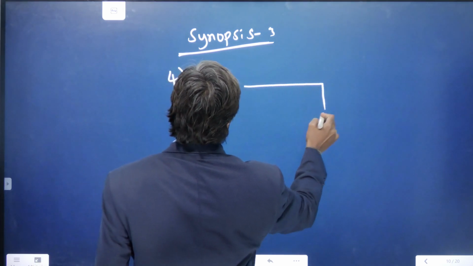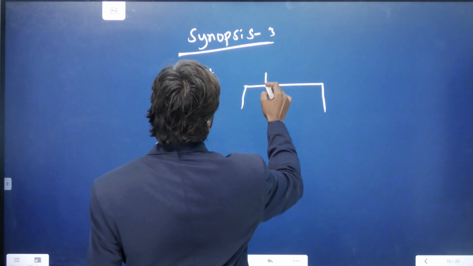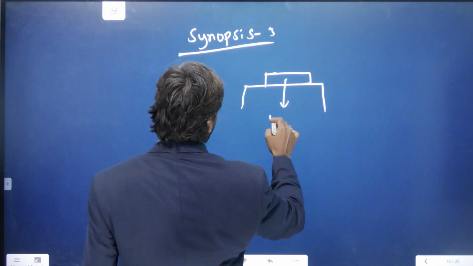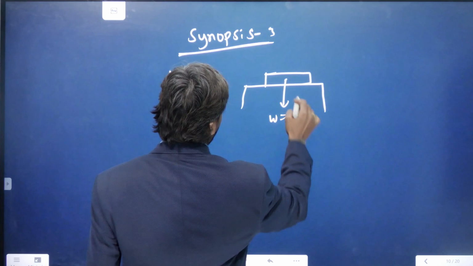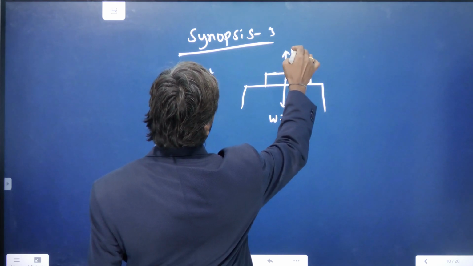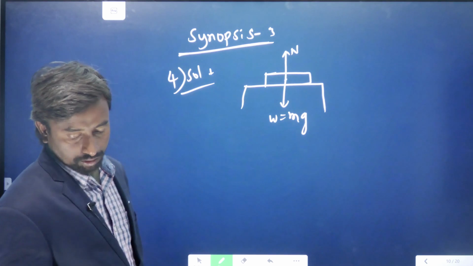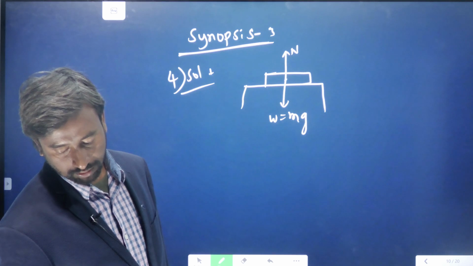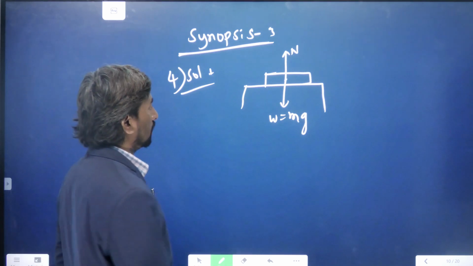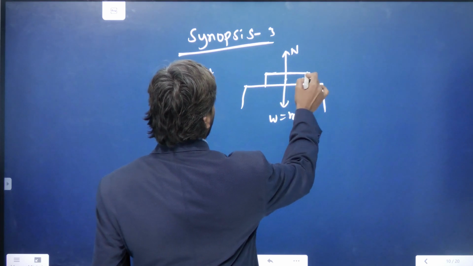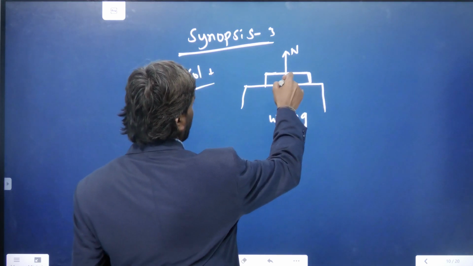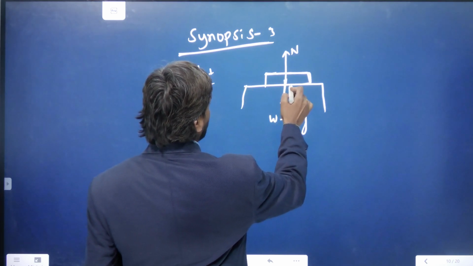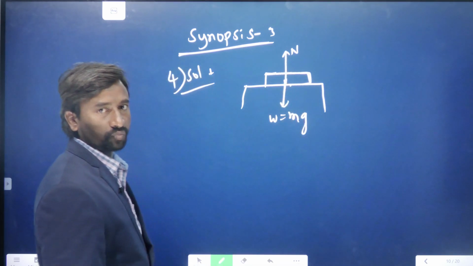Suppose this is a table, and here a book is placed. The weight of the body acts in the downward direction, that is mg. Opposite to this, perpendicular to the surface, a normal reaction takes place. What they are asking is the angle between the action of the book on the table and the reaction. The force applied by the book on the table is called the action, acting downward, that is the weight. In the opposite direction, the normal reaction means the table acting on the book, acting upward.